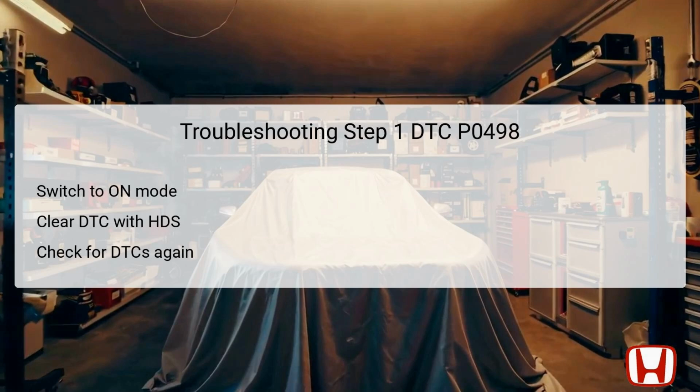In the first troubleshooting step for DTC P0498, begin by switching the vehicle ignition to the on mode without starting the engine. This action enables the vehicle's electronic systems, preparing them for diagnostic testing. Next, clear the DTC using the Honda Diagnostic System, HDS, a specialized tool designed for Honda vehicles. Clearing the DTC resets the engine control unit, allowing for accurate checking of any existing or pending codes.